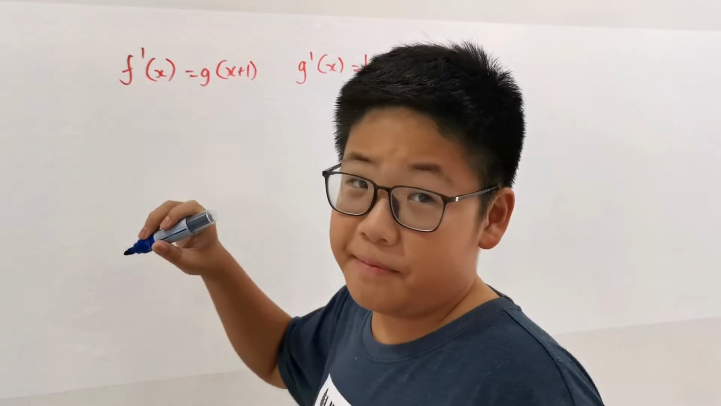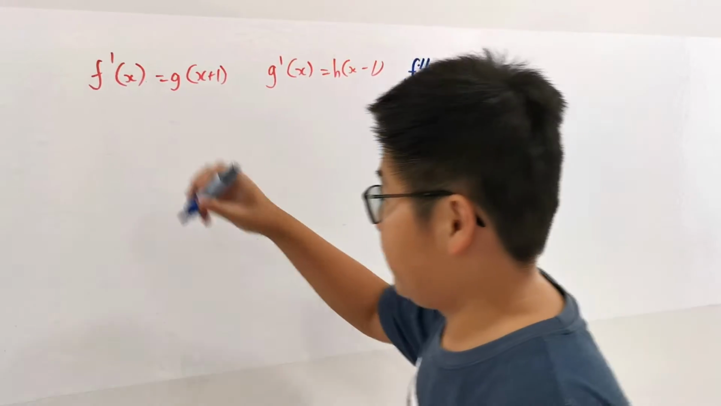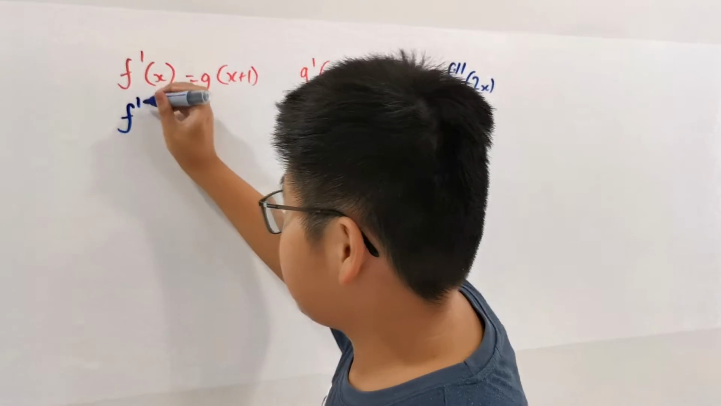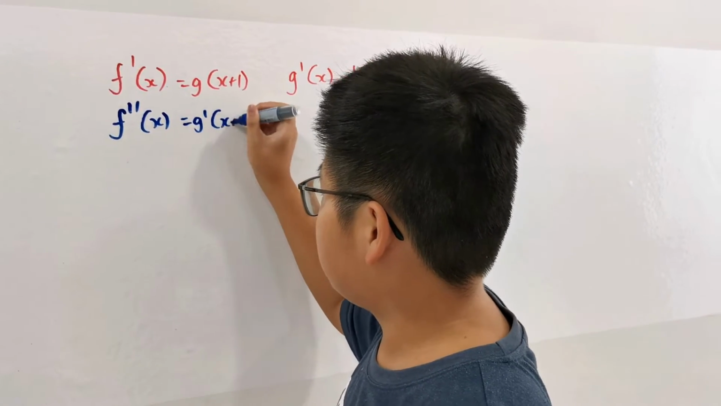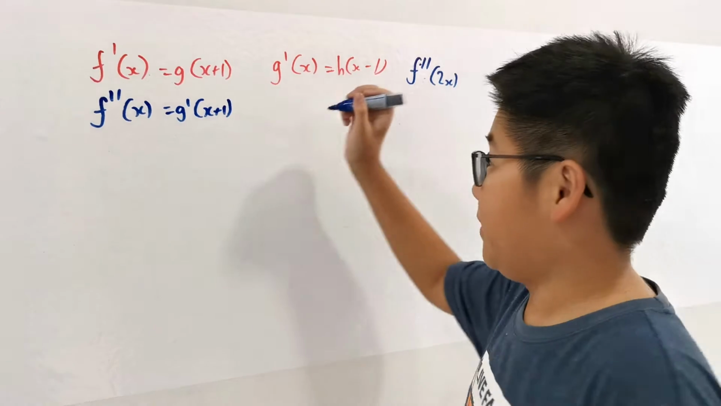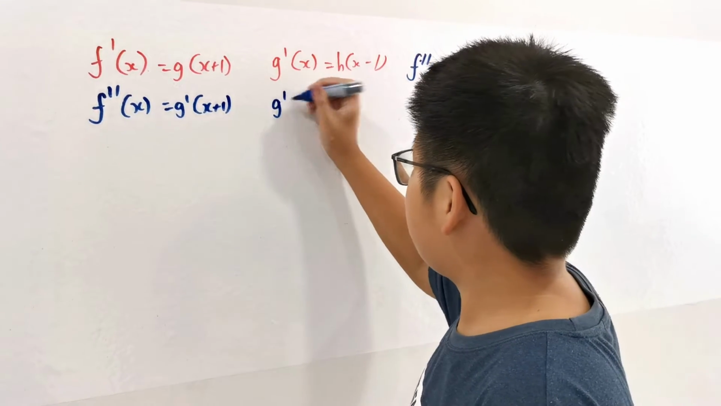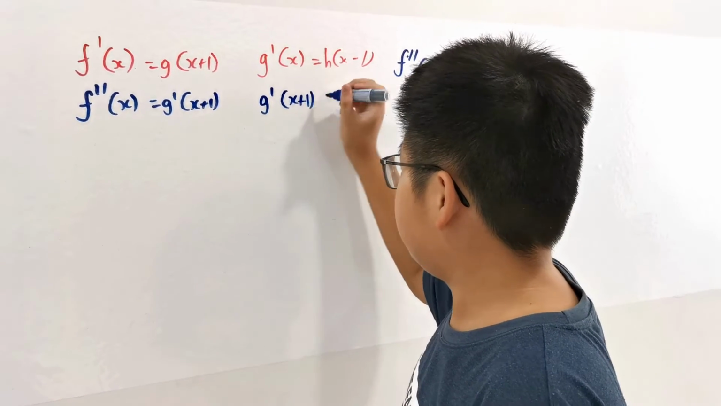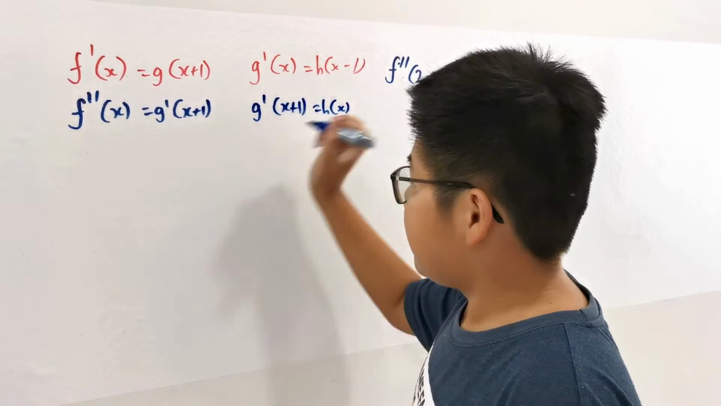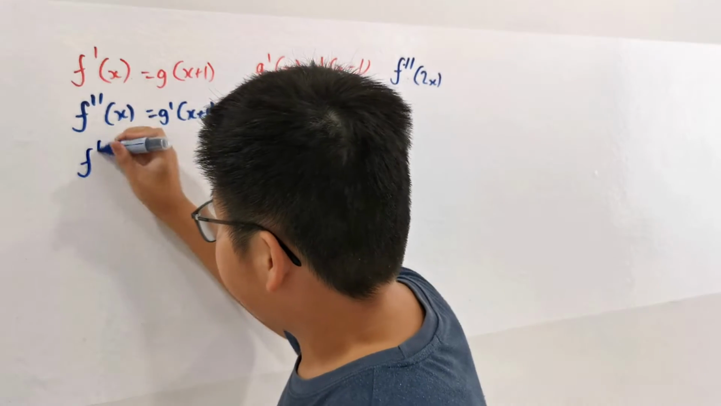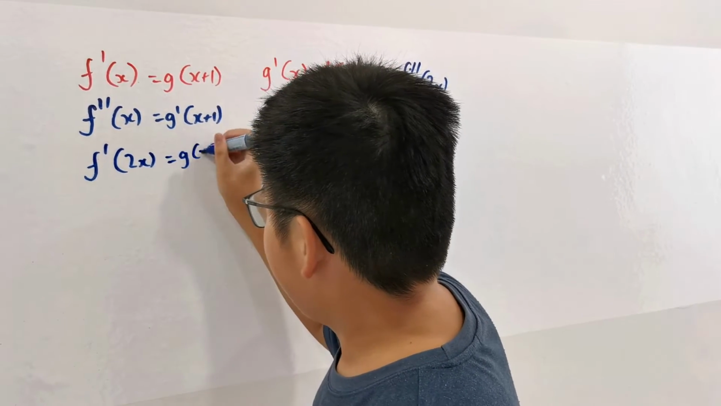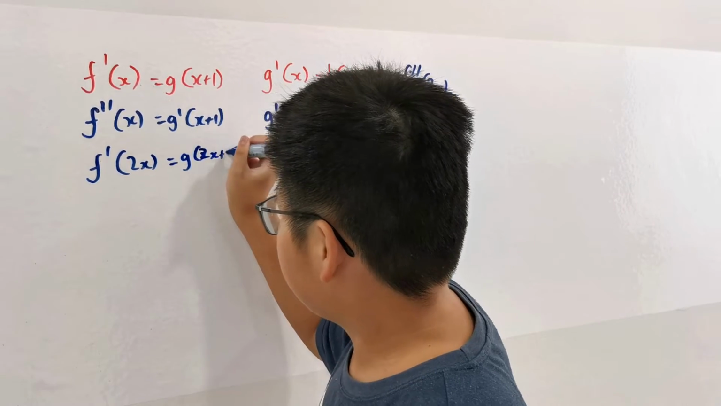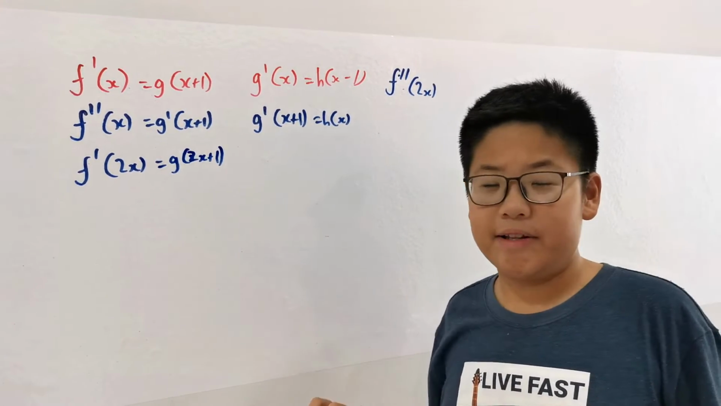First, we will make three more equations. The first equation we're going to make is f prime prime x equals g prime x plus 1. You'll see why in a minute. g prime x plus 1 equals hx. And finally, f prime 2x equals g 2x plus 1.